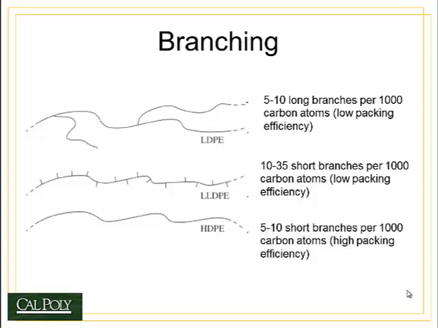More efficient is the high density polyethylene, which has 5 to 10 short branches per 1,000 carbon atoms. So here you have few branches that are very short, thus allowing the molecule to form and organize into a crystal structure.